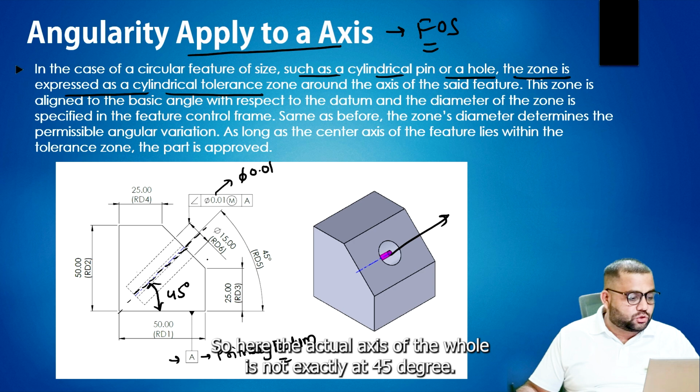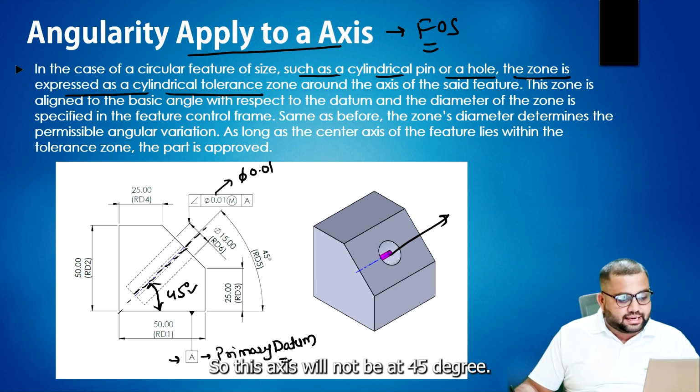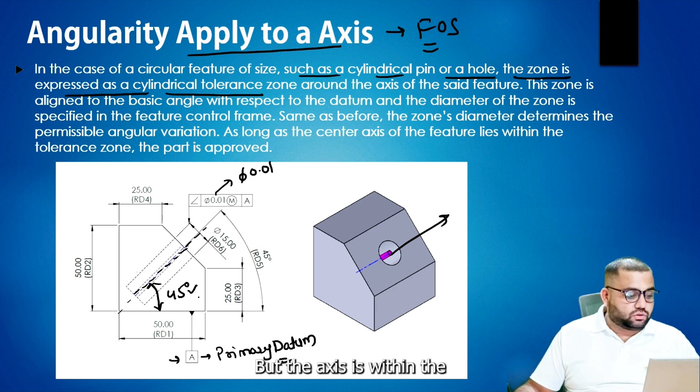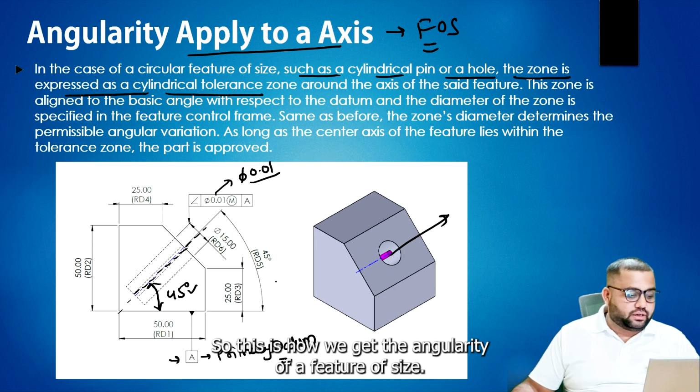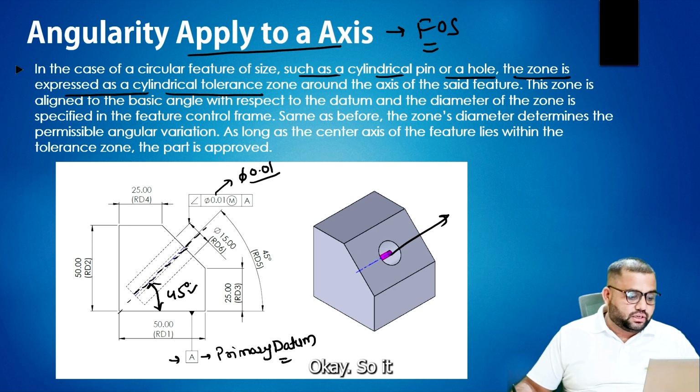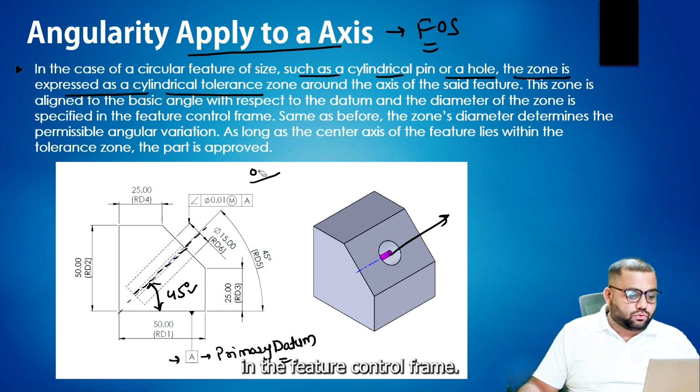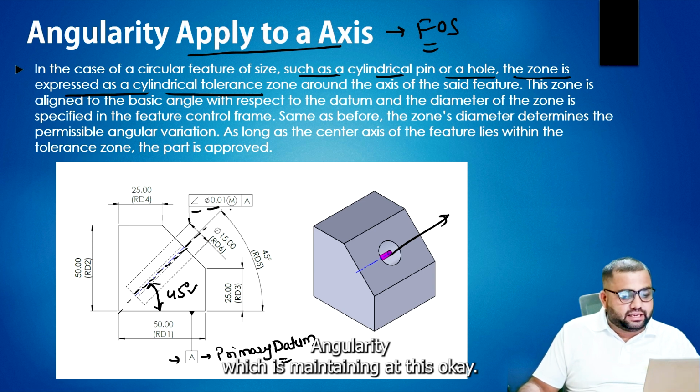Okay, so here the actual axis of the hole is not exactly at 45 degree. So this axis will not be at 45 degree, but the axis is within the diameter cylinder of 0.01 mm, which is this. Okay, so this is how we get the angularity of a feature of size. Okay, so you can see over here in the feature control frame, the angularity which is maintained at this.